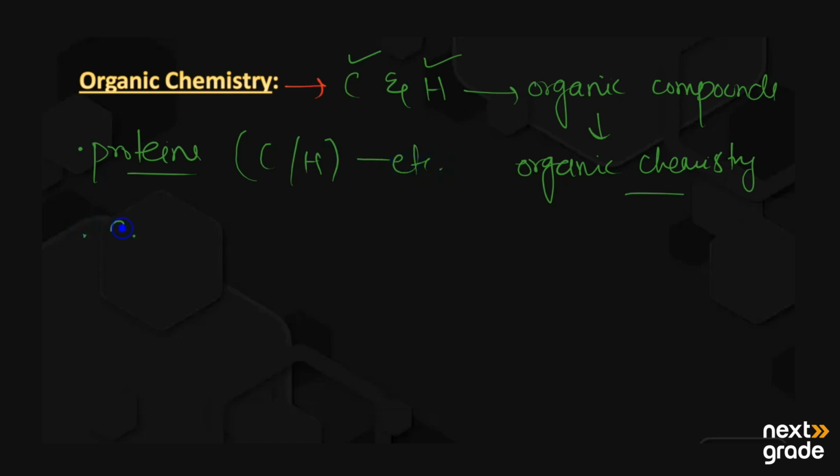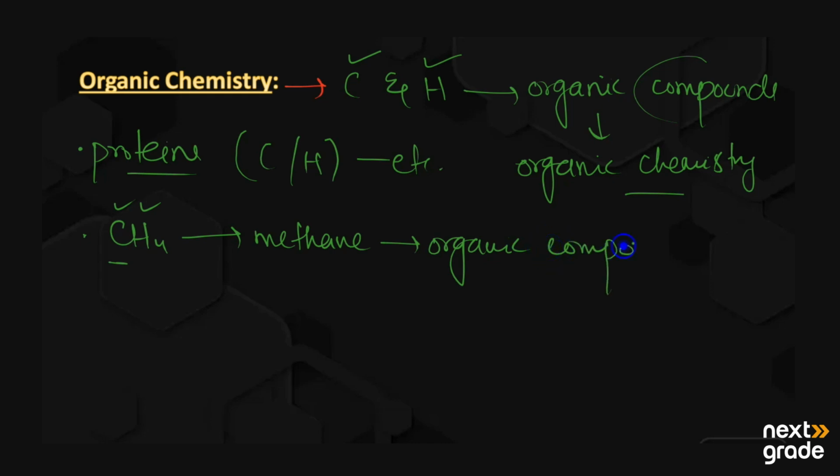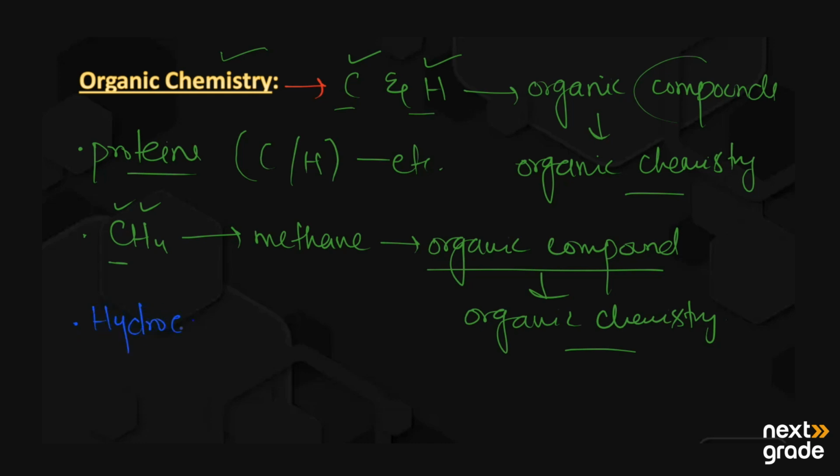Methane is the gas we use to burn at home for cooking, and it has carbon as well as hydrogen. That's why it is an organic compound, and the study of organic compounds is known as organic chemistry. We have a lot of organic compounds around us. All the compounds containing carbon and hydrogen are known as hydrocarbons. That term is very important while we study organic compounds.